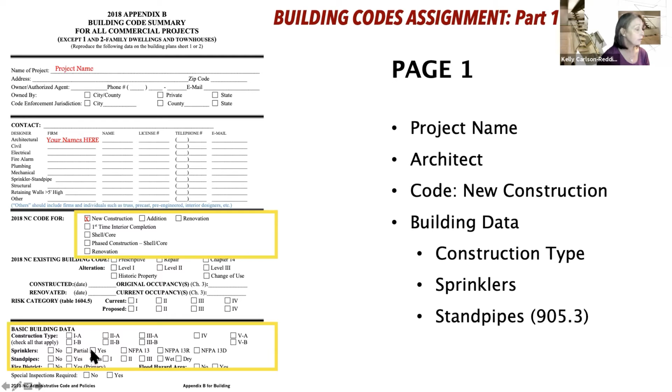Is it sprinklered? Yes. And what is your construction type? Type 1A, maybe, again, if you've worked it out with your faculty member. Okay, so page 1, done.